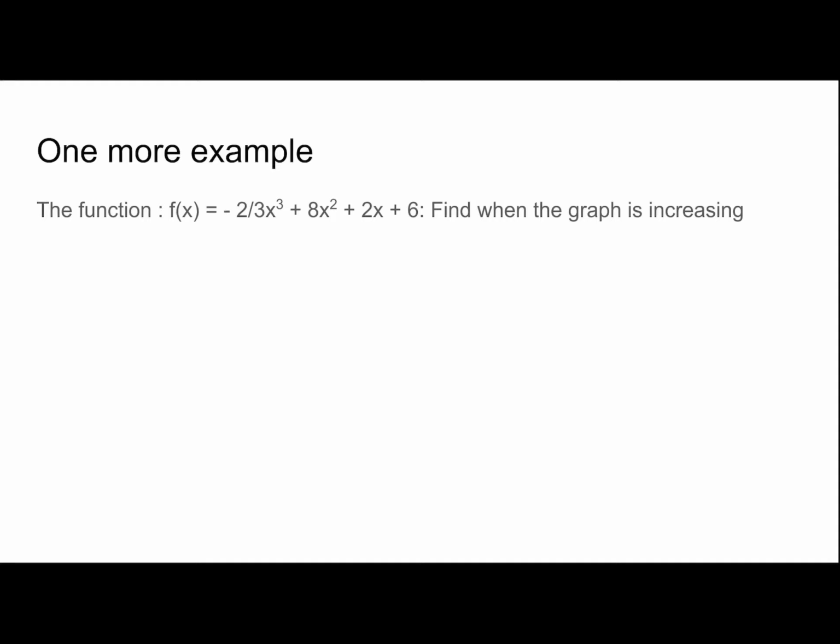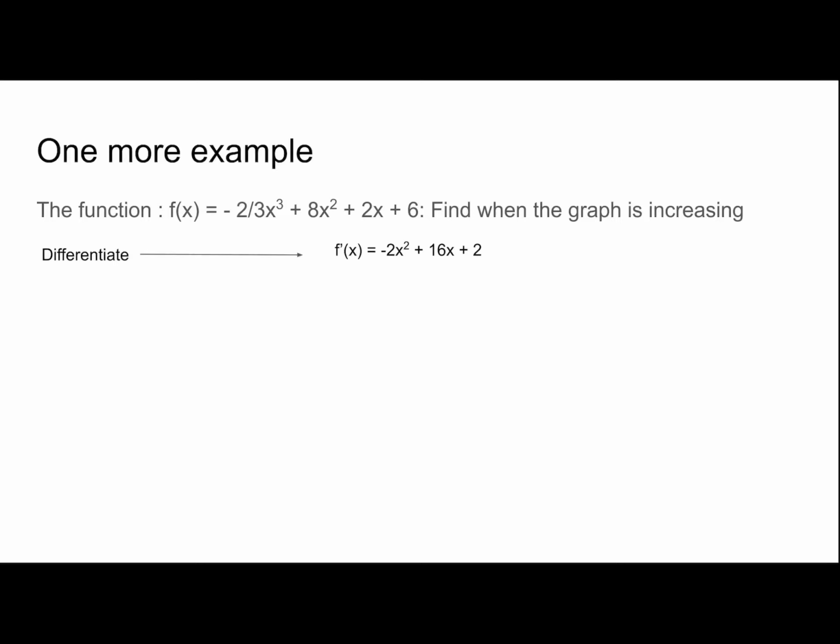So we're looking at one more example here. We have the function f of x equals negative 2 over 3 x cubed plus 8x squared plus 2x plus 6. Find when the graph is increasing. Once again, follow through with our steps: differentiate. So f dash of x equals negative 2x squared plus 16x plus 2.